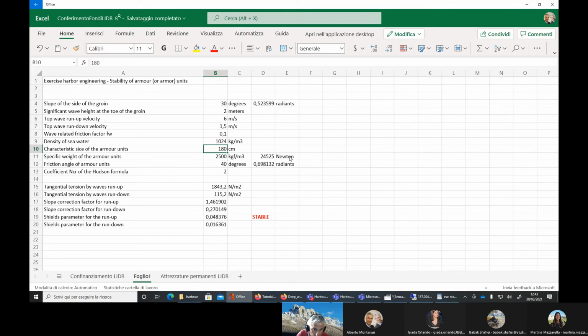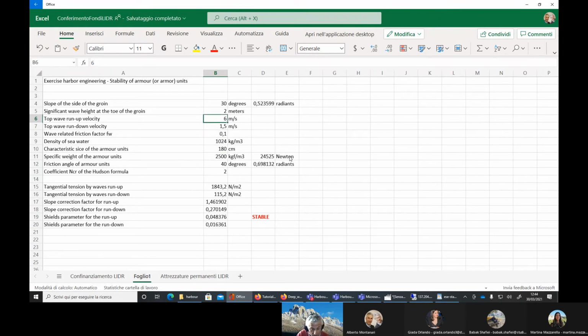So what is the conclusion here? The conclusion is that I brought the run-up velocity from 4 to 6, and in reaction to that, I have to bring the size of the units from 100 to 180 centimeters, almost double. So you see that indeed the run-up velocity matters a lot.